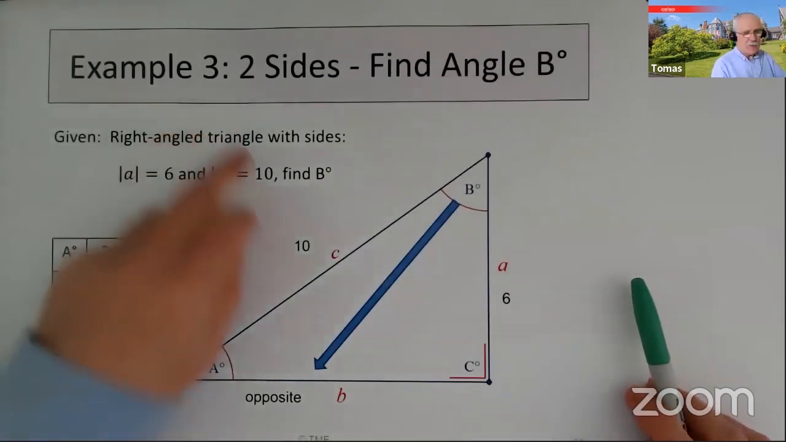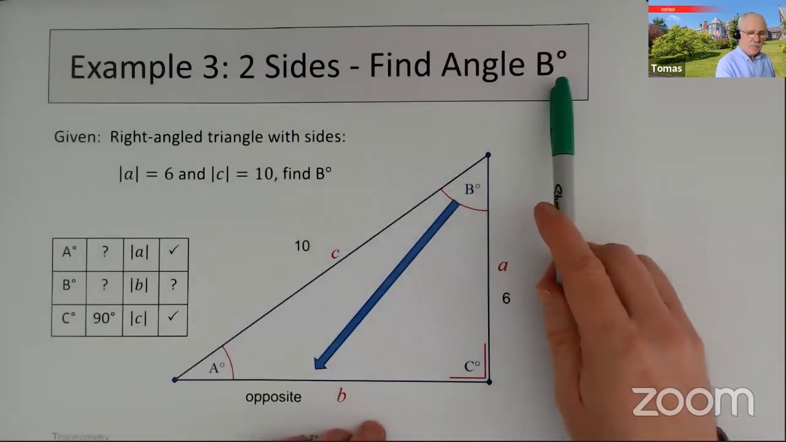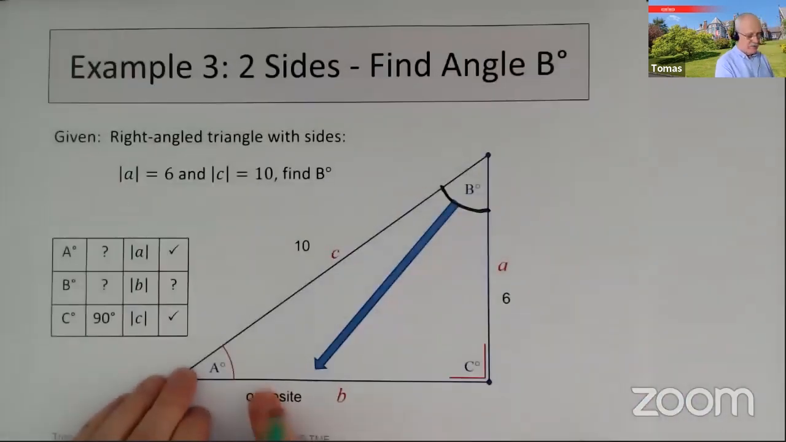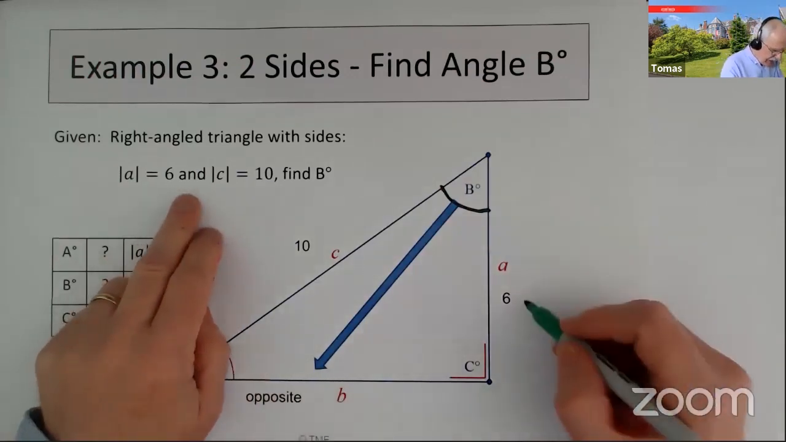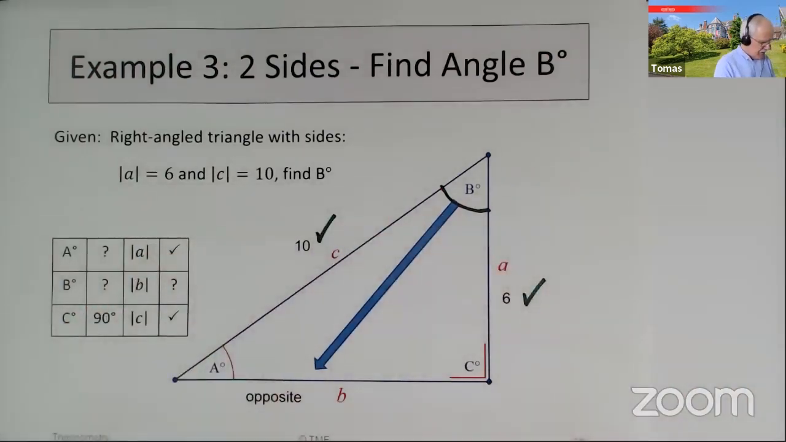Now, example 3, two sides, find angle B. They haven't put it in our favorite spot down here. They put the angle up here, and I've got to figure that one out. And they've told me on this occasion that A is this one, C is this one. Find B. So give that a minute and see how you get on.